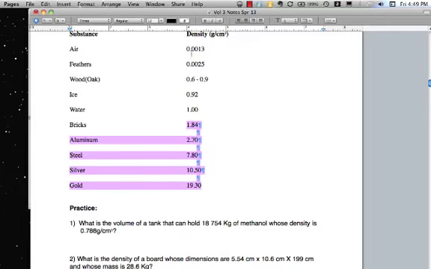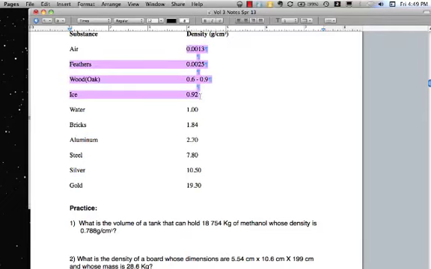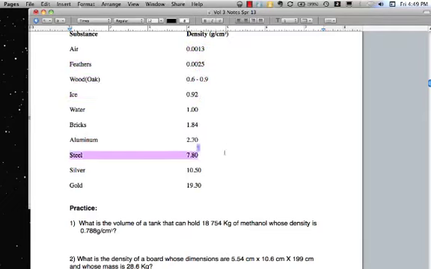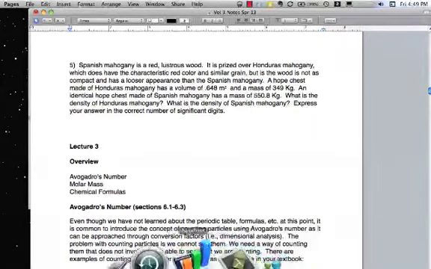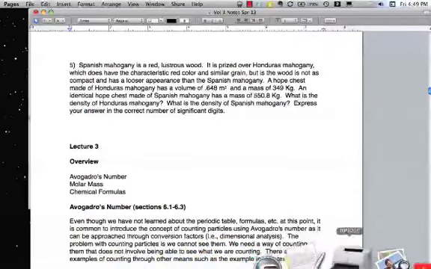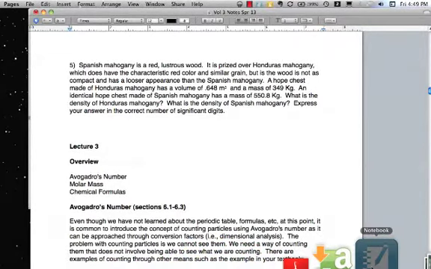Everything with a density less than 1 will float. All right, so we're going to use density as a conversion factor, and I do have this practice copied, and then that's going to conclude lecture 2 for us once we've done that. So this isn't a very long one. Back to my notebook.